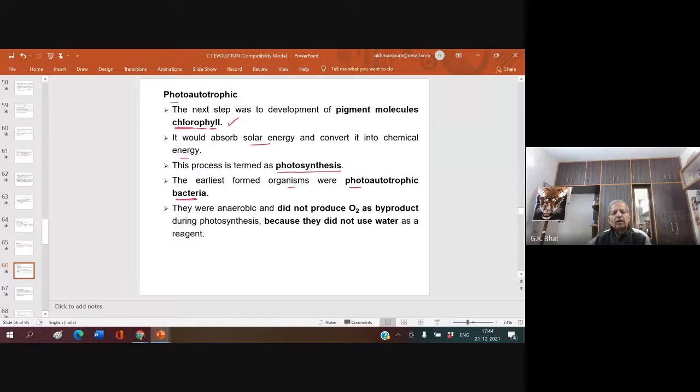So to make the record straight, first it was the heterotrophs, chemoheterotrophs. From chemoheterotrophs came chemoautotrophs. From chemoautotrophs came the photoautotrophs. They were anaerobic and did not produce oxygen. The earliest organisms found are photoautotrophic bacteria. They are anaerobic because there was no free oxygen, and did not produce oxygen as a byproduct during photosynthesis because they did not use water as a reagent.